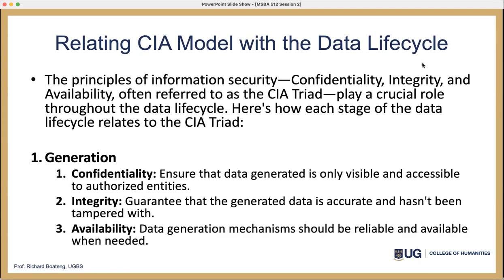Then when we get to integrity, we have to make sure that the data that is generated is accurate and has not been tampered with or altered. Availability means that anything that we need to use to generate the data should be reliable and available when needed. That means it should be accessible.